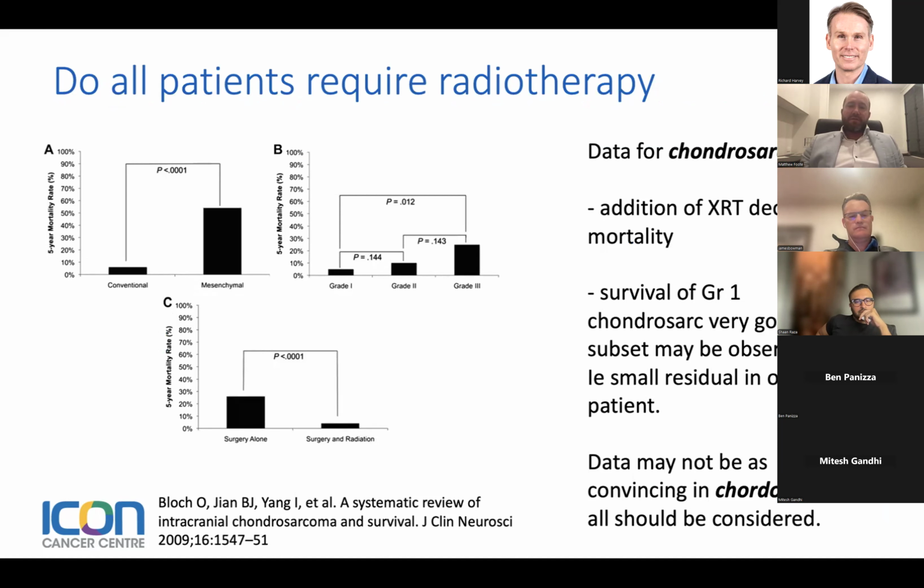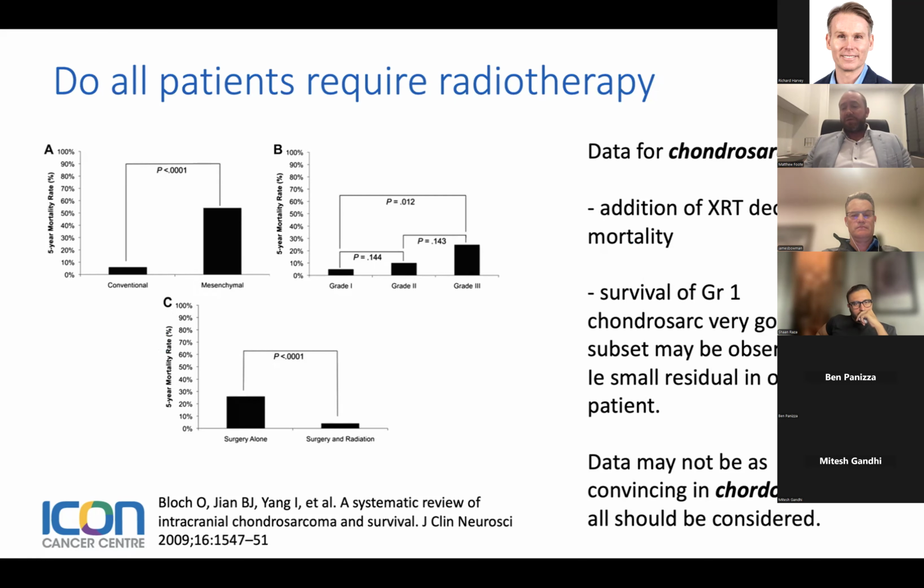And this is the data from chondrosarcoma, which shows that obviously the mortality rate increases with increasing grade. And if you take all comers, there is certainly a survival advantage in the addition of radiotherapy. But when you look at those conventional grade 1 chondrosarcomas, they actually do very well. So I do think that there is a strong case to observe those patients and omit radiotherapy. In chordoma, I think the rationale for omitting radiotherapy is less robust. As you know, these tend to behave in a slightly more aggressive fashion.